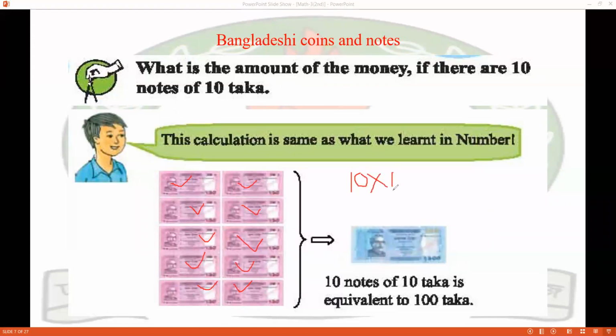So it is 10 times 10, which is equivalent to 100. So there will be 100 taka. You see that 10 notes of 10 taka is equal to a 100 taka note. So we say that 10 notes of 10 taka is equivalent to a 100 taka note. In this way, we find the relationship between smaller notes and higher notes.